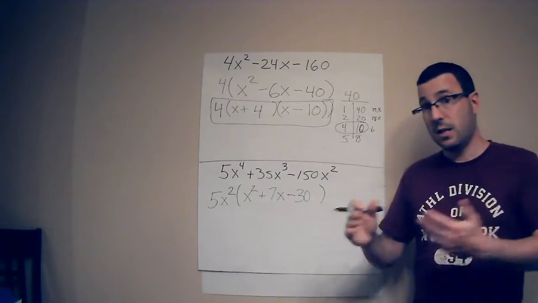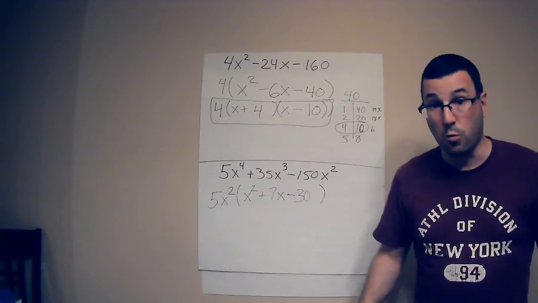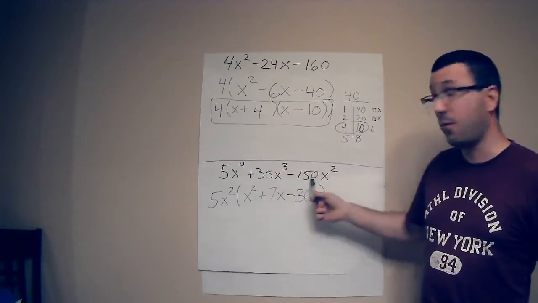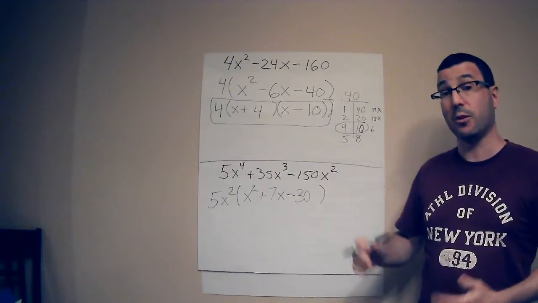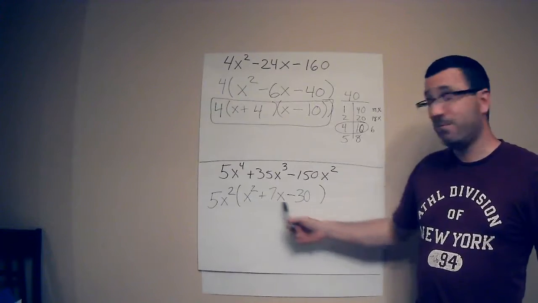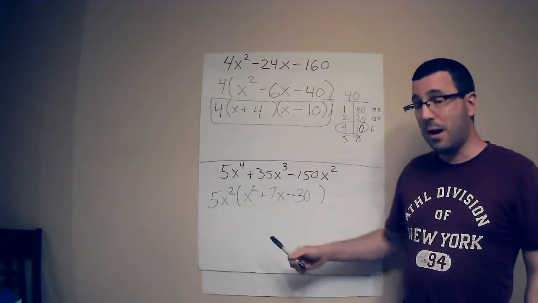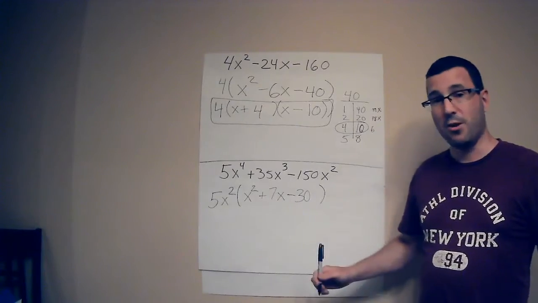So again, is there a greatest common factor here? Nope. We're done, because we did our job in the first place. We found the greatest common factor right away. Is this difference of two squares? No. Because yeah, we have subtraction, but 1, 2, 3 terms.